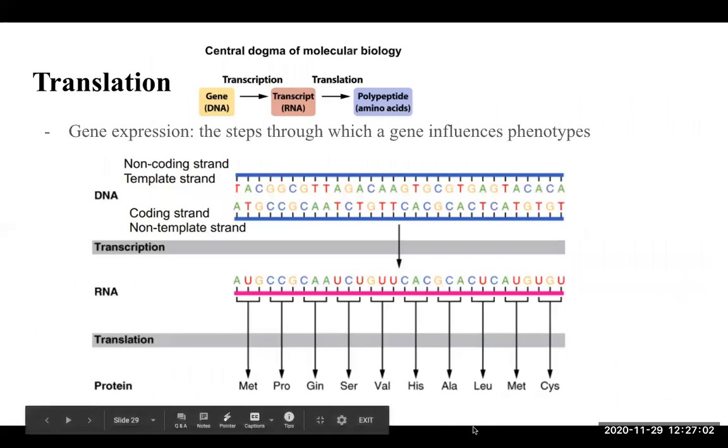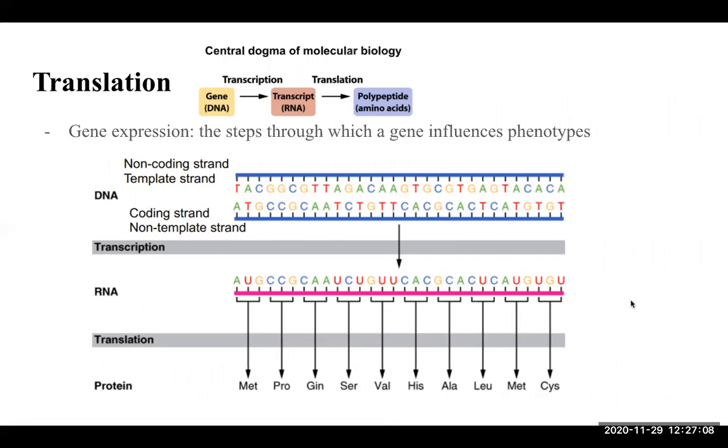All right, so I'm going to be talking about translation. We're going to bring it back to the central dogma of molecular biology. You can see that transcription is from the gene of a DNA to the transcript of an RNA, and the process of translation is from the transcript of RNA to a polypeptide, which is composed of amino acids, which compose proteins. So what is translation?